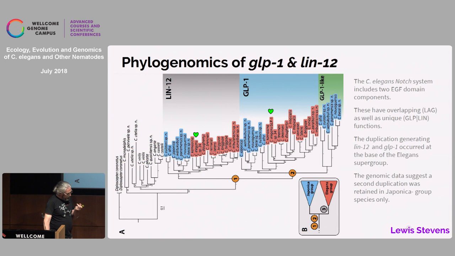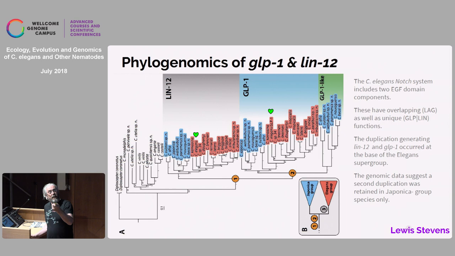As I said, the other thing we can do with the tree is start mapping gene families onto this tree. So we can take all the proteins in all the genomes we've sequenced, define orthologous groups, and then map these orthologous groups back on the tree. So this is a gene family tree for EGF domain signaling components of the GLP-1-LIN-12 system. So GLP-1 and LIN-12 have interesting biology in C. elegans. GLP-1 is germline proliferation, so knocking this out prevents germline proliferation, and LIN-12 is involved in, amongst other things, vulval differentiation. So there's two genes in C.